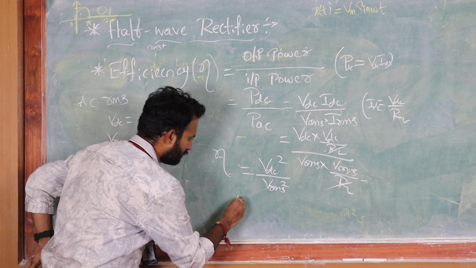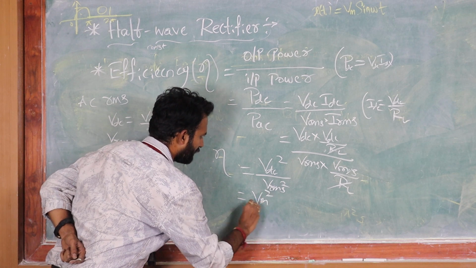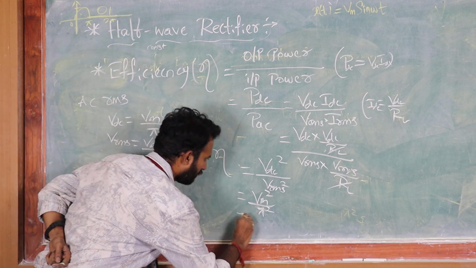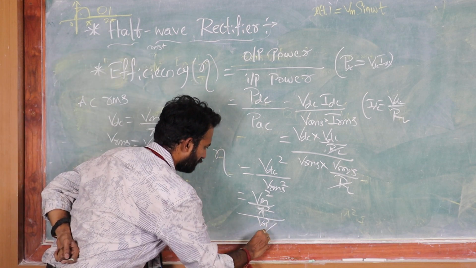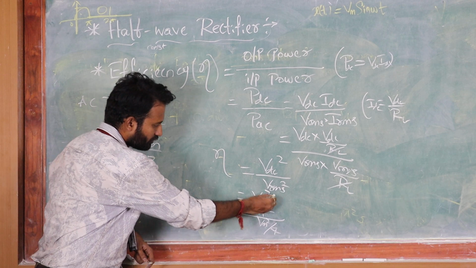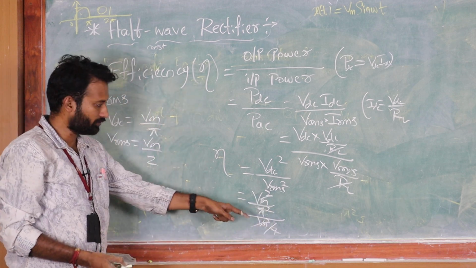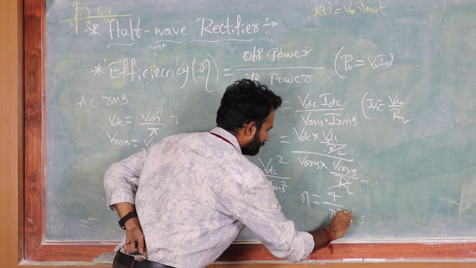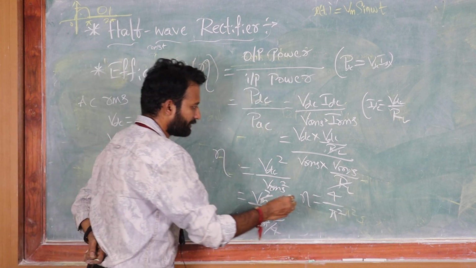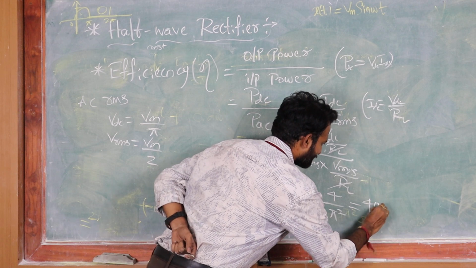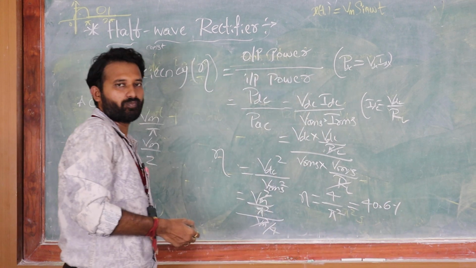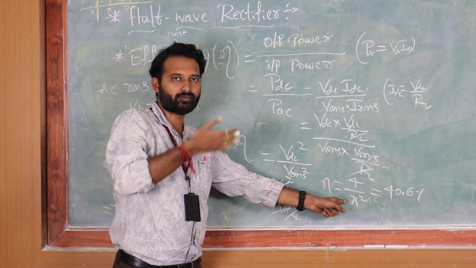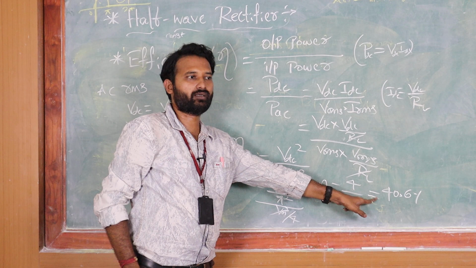We know that VDC is equal to Vm by pi, VRMS is equal to Vm by 2. Just substitute here. You will get Vm square by pi square whole divided by Vm square by 4. So Vm square will get cancelled. We will get eta is equal to 4 by pi square, that is 40.6% in terms of percentage. So this is the standard efficiency of a half-wave rectifier.